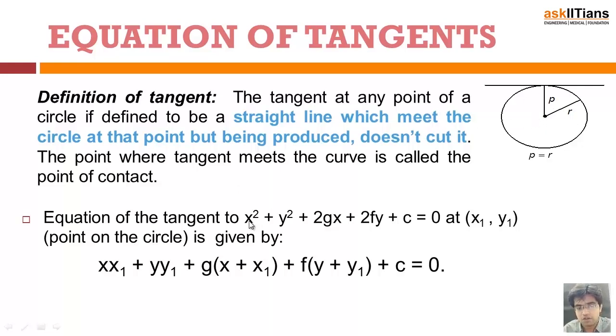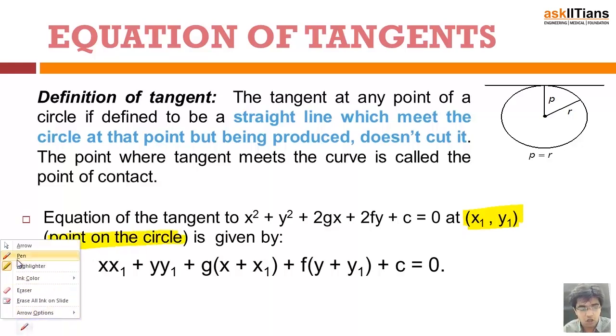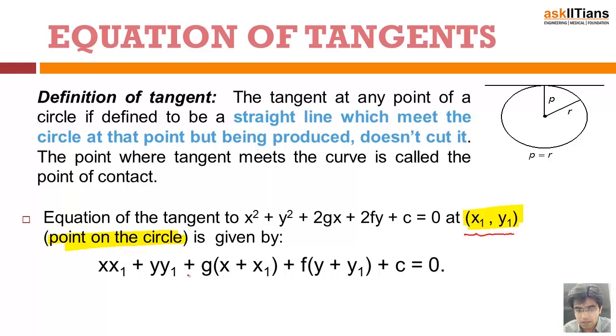Let's say that the equation of a circle is x square plus y square plus 2gx plus 2fy plus c equals 0. And let's suppose that there is a point (x1, y1) which is on the circle. Remember, I am telling you that the point is on the circle. This is a very important thing, point on the circle. So the equation of tangent is given by x(x1) plus y(y1) plus g(x plus x1) plus f(y plus y1) plus c equals 0.